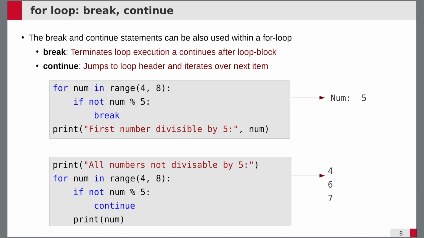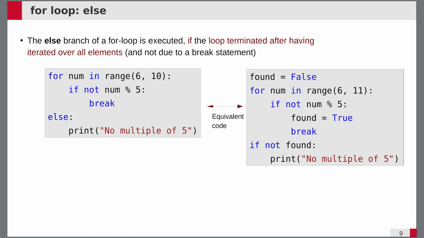On the other hand, with the break, when I break, I would get the first number which is divisible by 5, because I would just stop the for loop at that point. The for loop in Python, this is very specific to Python, also has an else clause if you want to use that, and this is executed if the loop is terminated after having iterated over all elements. So that means that you are not jumping out of the loop due to a break statement, but the loop really runs over all the iterations.